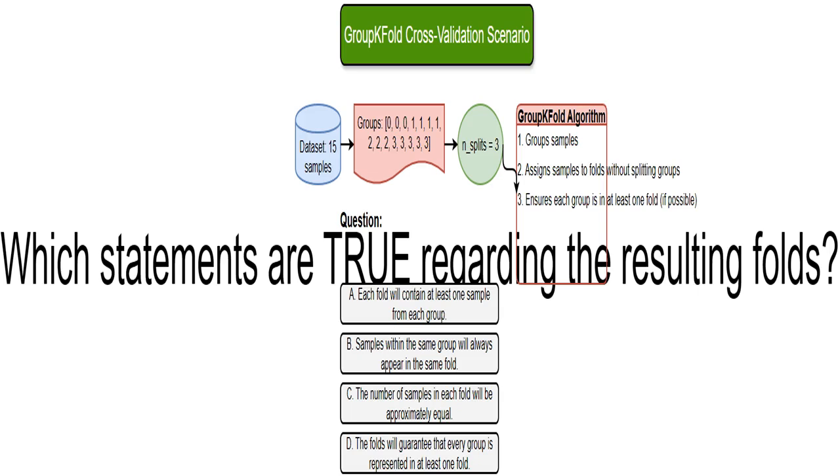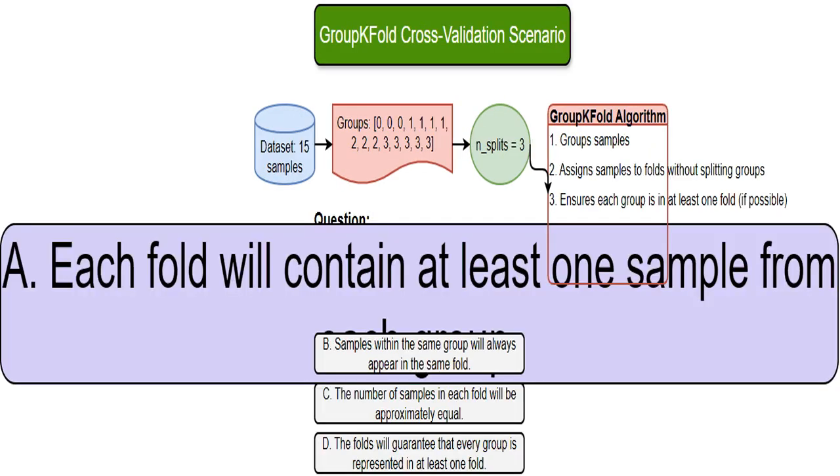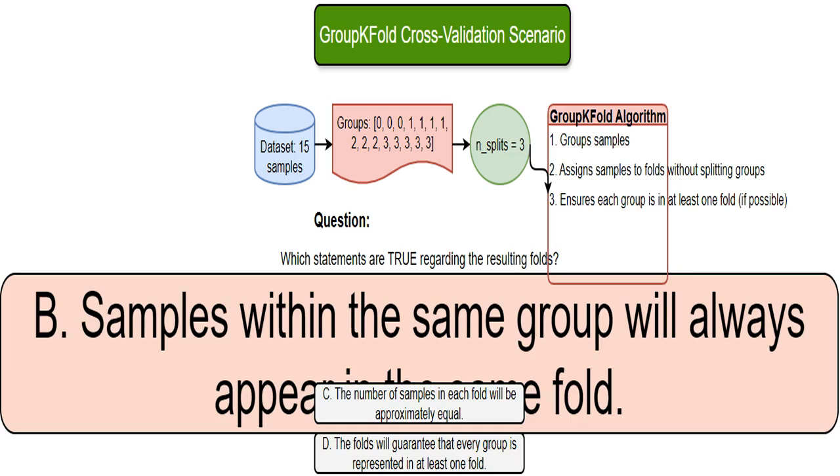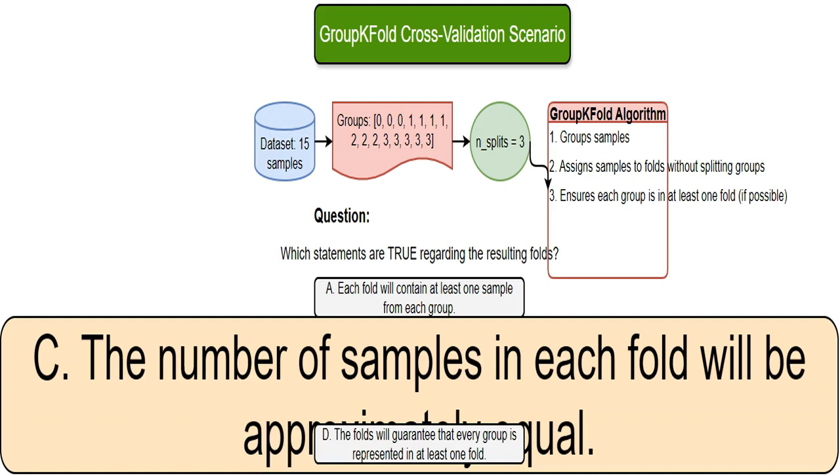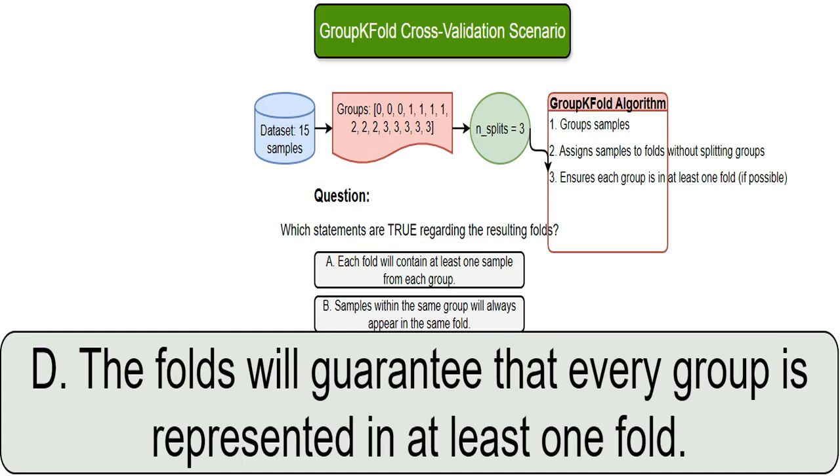the 3 folds. This statement explores whether each fold will have at least one sample from every group. This statement focuses on whether GroupKFold keeps samples from the same group together in the same fold. This statement tests my understanding of whether the fold sizes will be roughly equal. This statement assesses whether GroupKFold will make sure every group appears in at least one of the 3 folds.